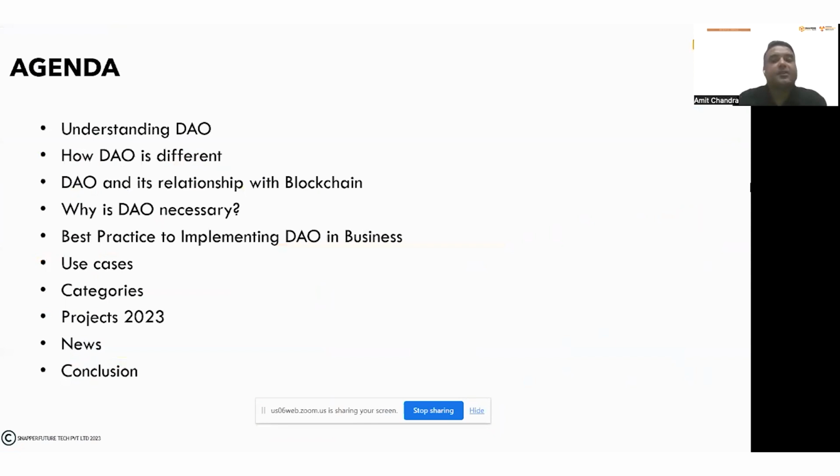Now, in this agenda, we are going to understand about DAO, how DAO is different from other technology, the relationship between DAO and blockchain, why DAO is necessary, and what are the best practices one could follow to implement DAO in business. We will also cover some use cases, categories, projects, news, and conclusion. So let's go ahead and start with the topic.